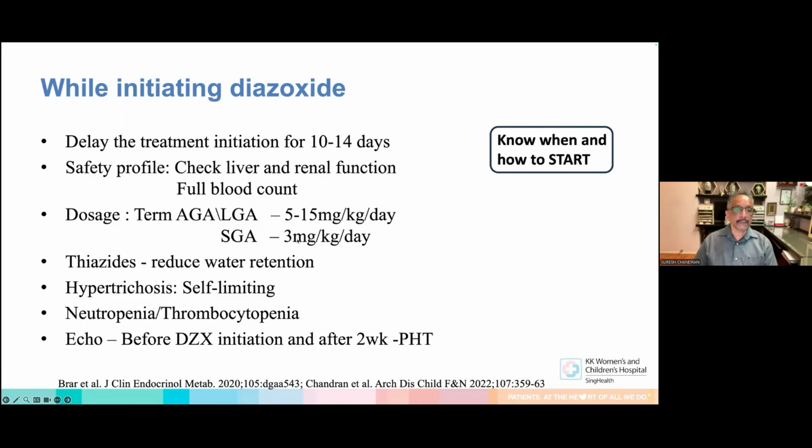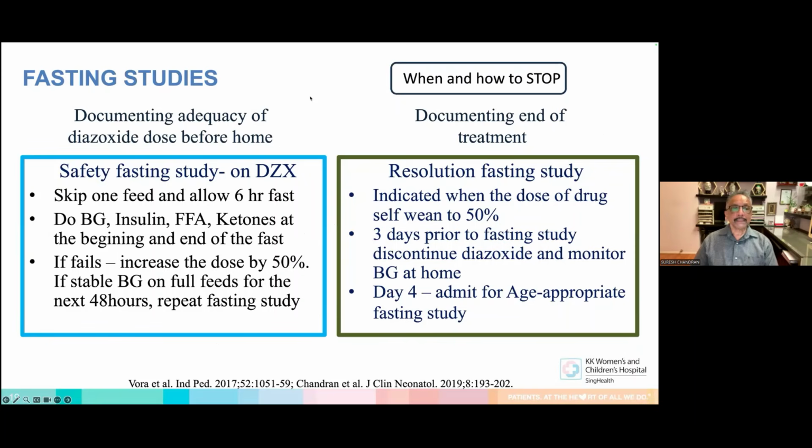We have already published this, the low dose diazoxide safety and efficacy, in Archives of Disease in Childhood, Fetal and Neonatal Edition in 2022. Water retention is one side effect which can be controlled by using thiazide diuretics along with diazoxide. Hypertrichosis is self-limiting. For neutropenia and thrombocytopenia, again, keep an eye on them by monitoring. Do an echo before diazoxide is initiated and after 2 weeks to look for pulmonary hypertension appearing as a new finding after starting diazoxide. Fasting studies are very important.